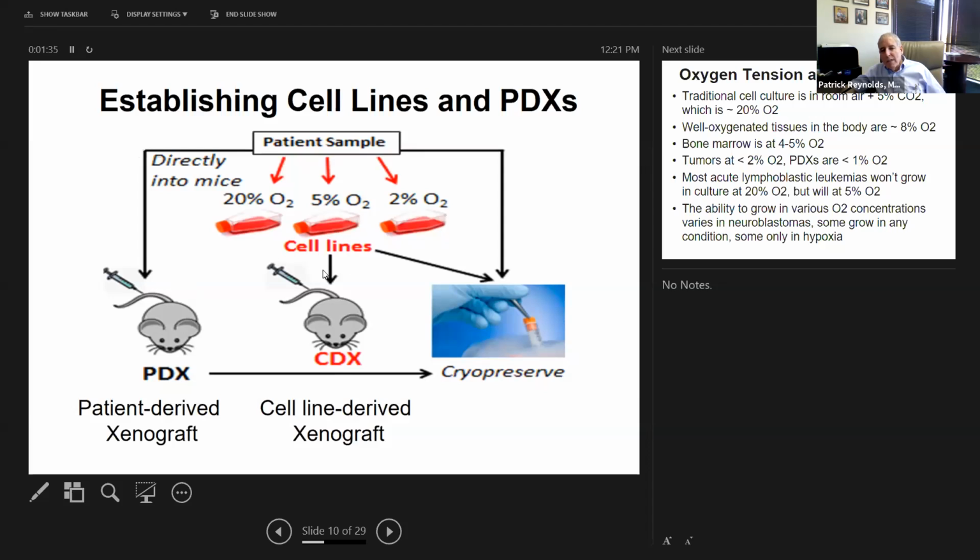Cell lines can be, as you know, passaged into mice as cell line-derived xenografts. We use those just like everyone uses them for some experiments. But for generating the repository, what we're generating is these 3 different culture conditions and the patient-derived xenografts directly into the NSG mice.